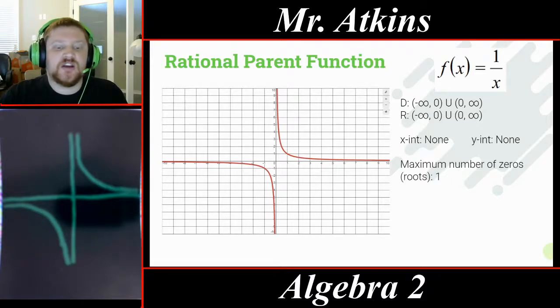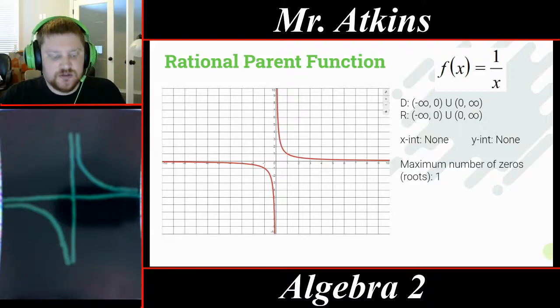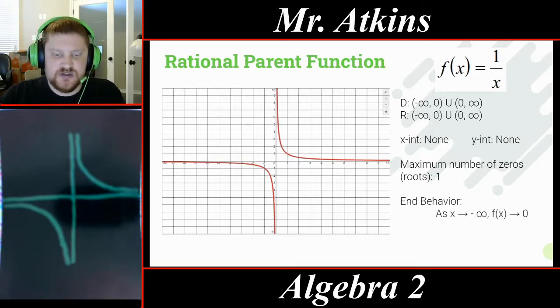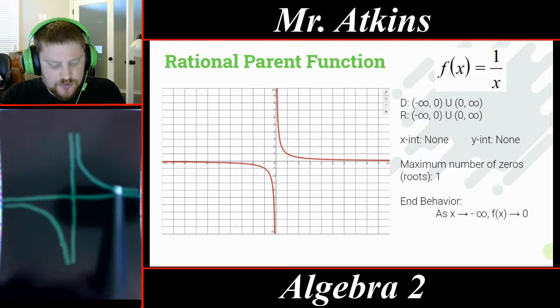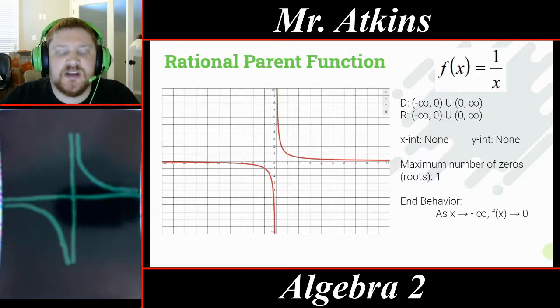Now looking at our end behavior, remember we're just looking at left and right. So as x approaches negative infinity, f of x approaches 0. Looking at the other side, as x approaches positive infinity, f of x approaches, once again, 0.